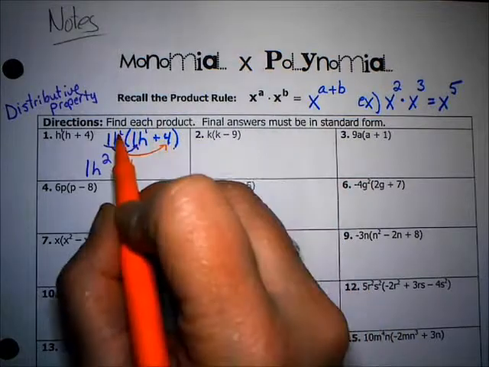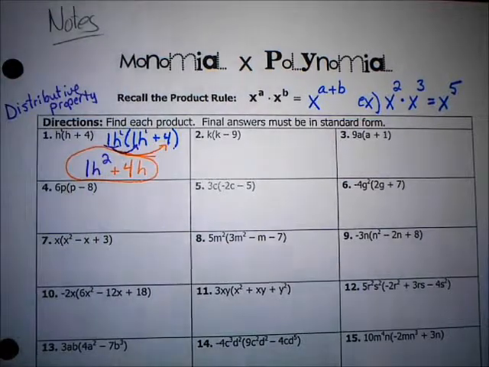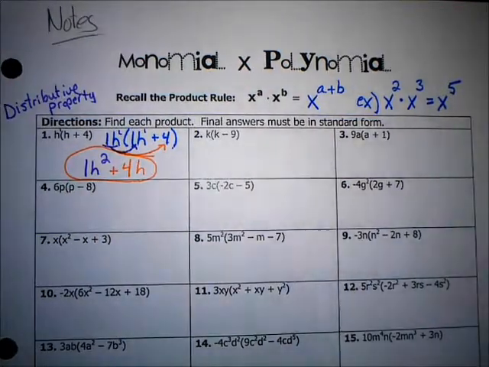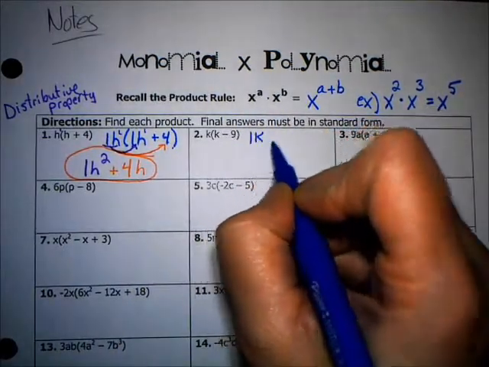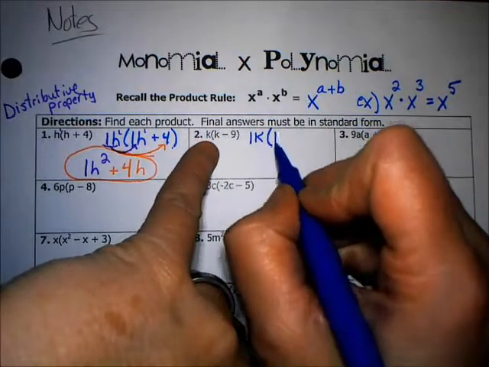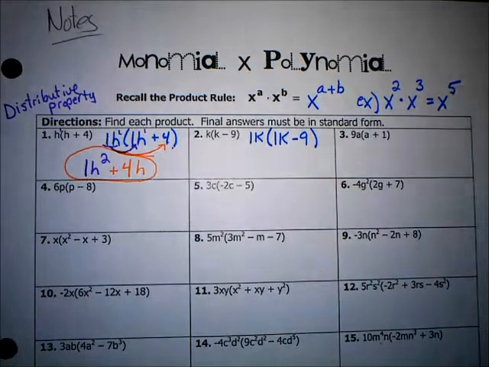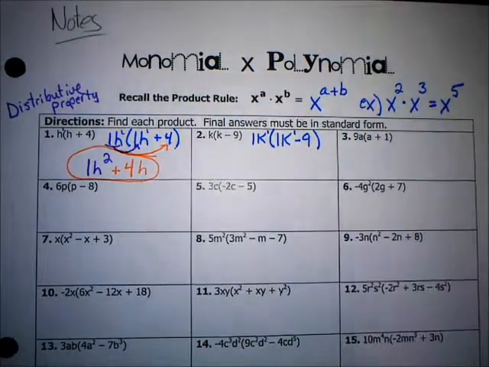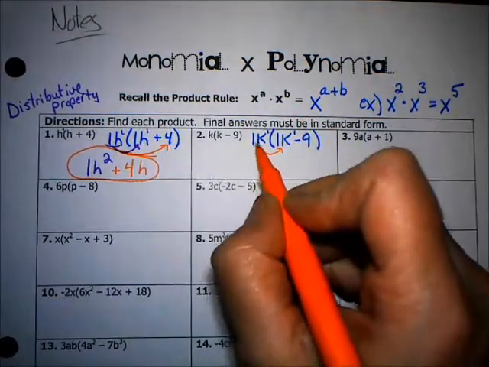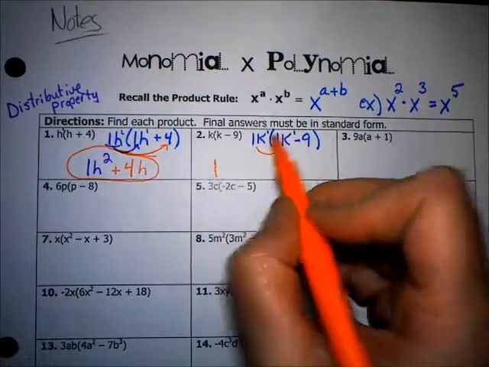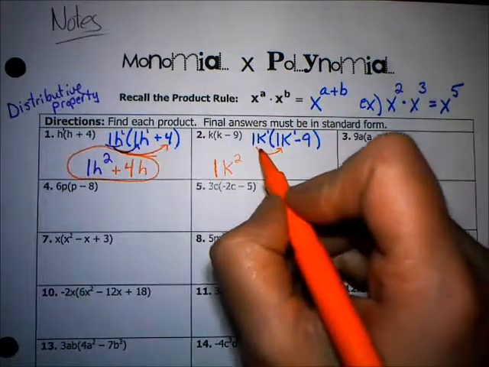So when I go to number 2, I have 1k, parentheses, and then this one will be a 1k minus 9. Remember, the k's have exponents of 1s. So I'm going to multiply, distribute. 1 times 1 is still 1. K1 and K1 is now K2. And now I've got to do the next term. 1 times a negative 9 is negative 9. And K1 and nothing means I just bring the K1 over, and there's my answer.